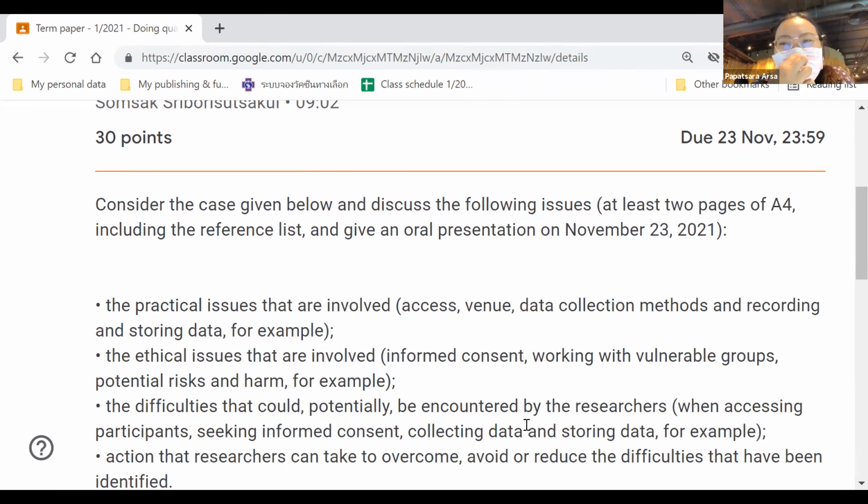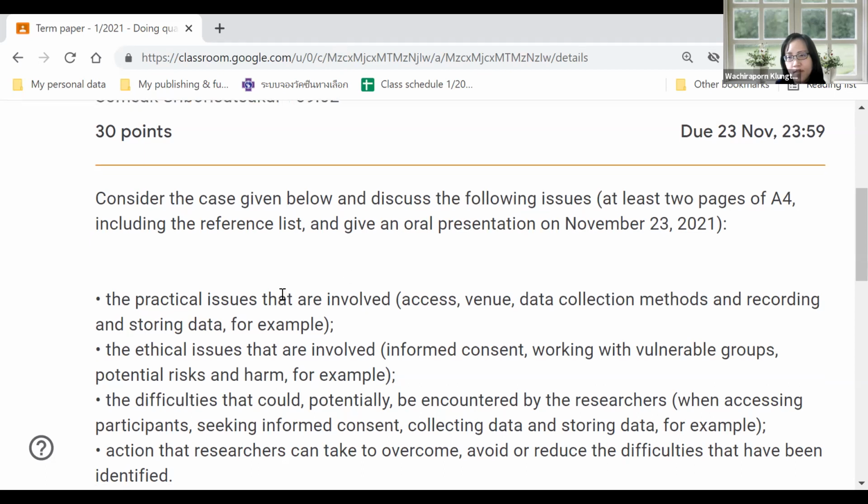Okay, Ajahn. So in this case, we're going to assume that the whole proposal is already done, and we're just anticipating the ethical issues when we implement the study. Yes, no need to mention research question or sampling. Just think about what will happen in the fieldwork. Right, and you just predict what will happen and how to make it smooth when you face vulnerable groups like this. Okay, it's clear now.